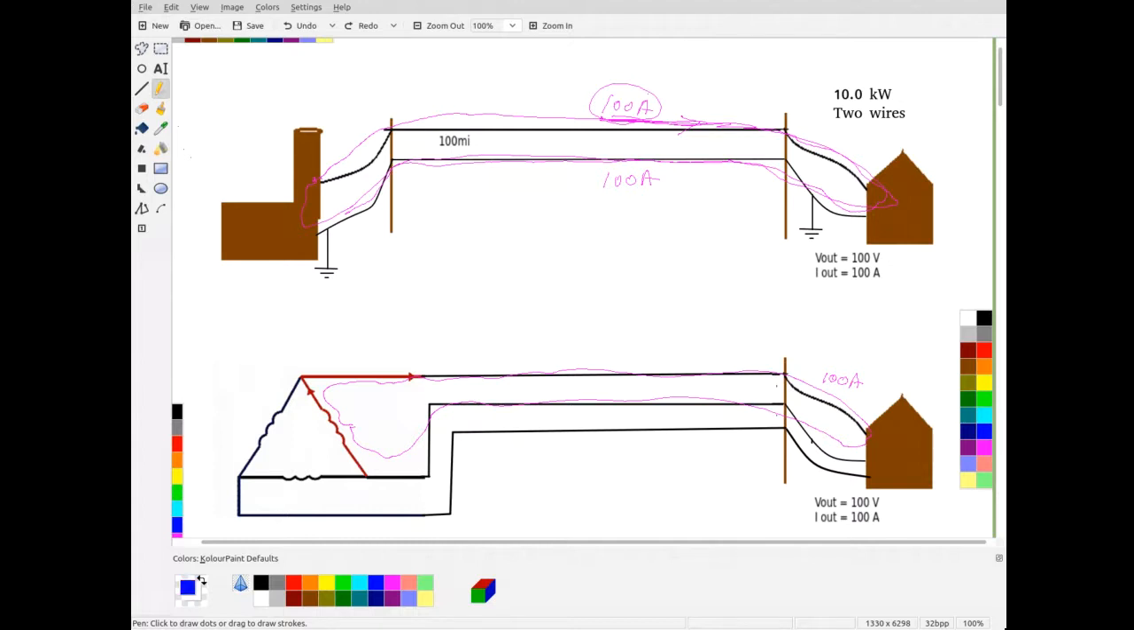Change colors there. So we're going to have 100 amps through here and returning back through here. And so here at this point, I had 100 amps going this way and 100 amps going this way. If they were exactly 180 degrees out of phase, then that means I'd actually have 0 amps on this line.